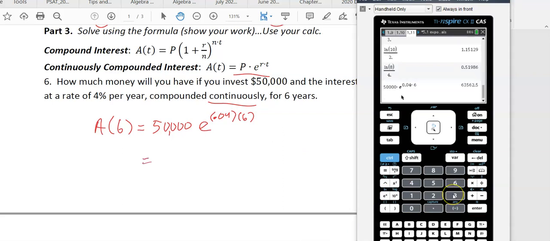And let's see if this answer makes sense. 63,562.5. You might want to consider pressing up and seeing more digits. You press enter. Actually, it's 0.46, isn't it? So even more accurate to the penny there. That would be that answer.